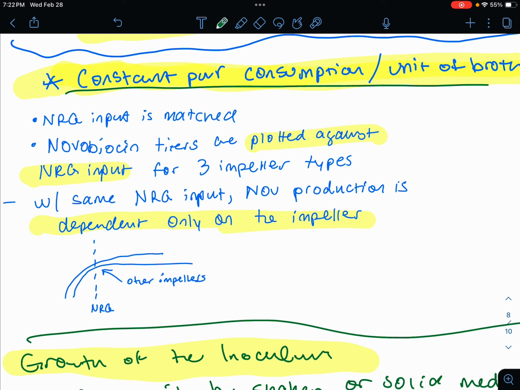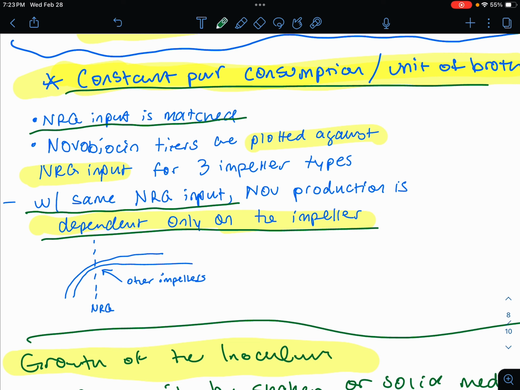Okay, so the energy input will be matched in scaling up. So we're going to match that energy input. An example would be when novobiocin titers are plotted against energy input for 3 impeller types. This will show that with the same energy input, novobiocin production is dependent only on the impeller. So we don't need to add more energy.